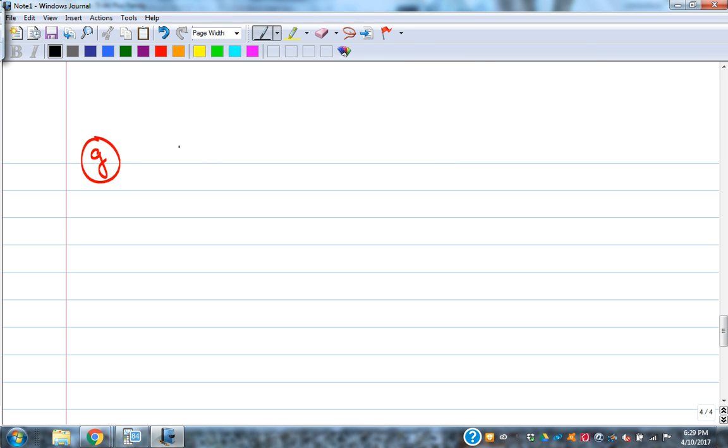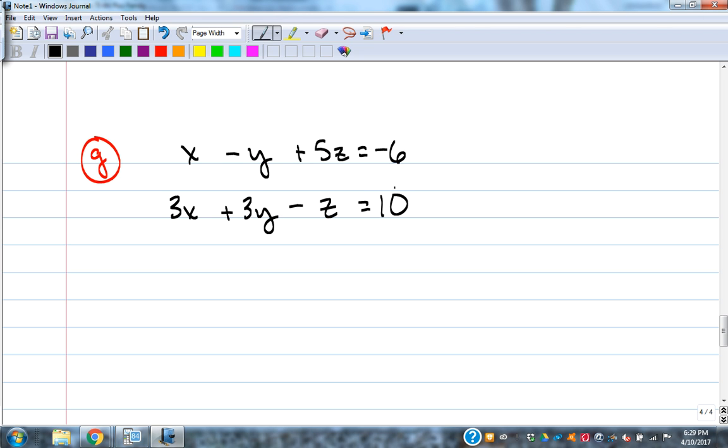Let's say we had x minus y plus 5z equals negative 6, 3x plus 3y minus z equals 10, and x plus 3y plus 2z equals 5. Now, if you were going to do this by hand, it would take at least one piece of paper, because it takes a while.